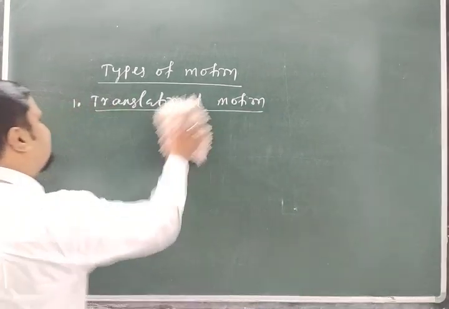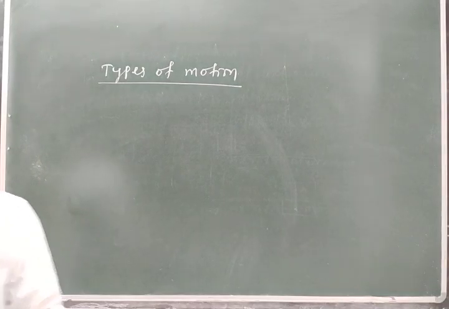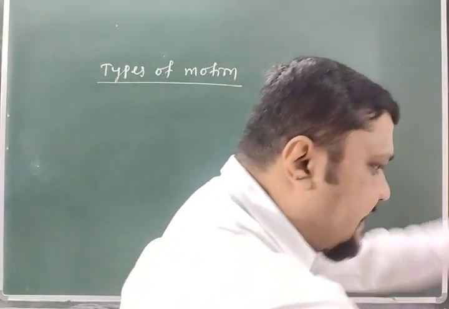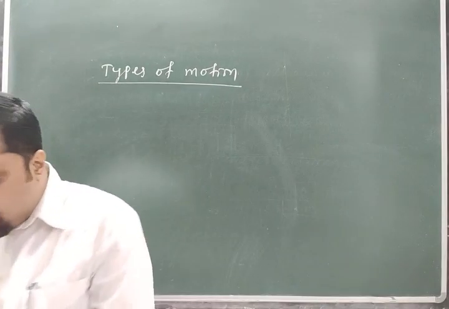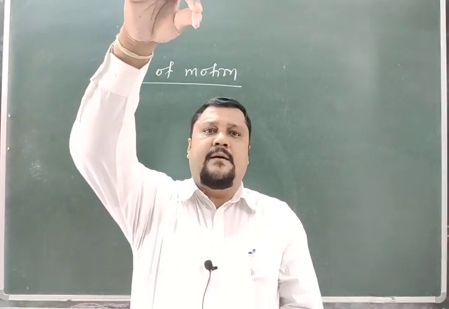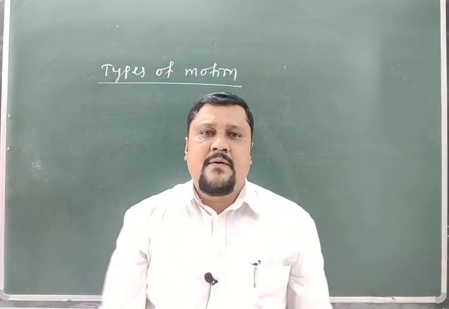Then what are the examples of this translational motion? The examples are a train moving on a straight line, and a body falling freely or vertically downward. The body is falling like this. So this is what?